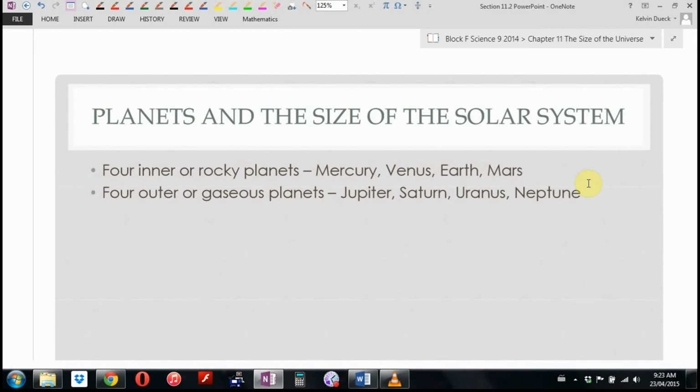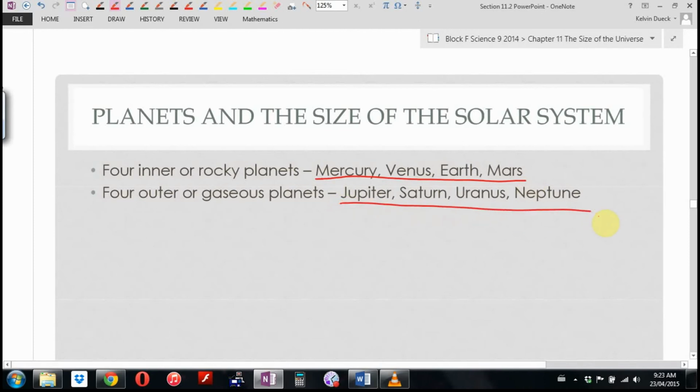Planets and the size of the solar system. So I'm repeating myself, but we have 4 inner or rocky planets. 4, you with me? Yeah. 4 outer or gas planets. Mercury, Venus, Earth, Mars, Jupiter, Saturn, Uranus, and Neptune. And they all have some cool things about them. Okay. Saturn has rings. Jupiter has the great red spot.